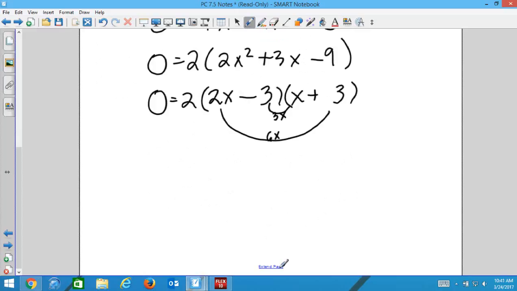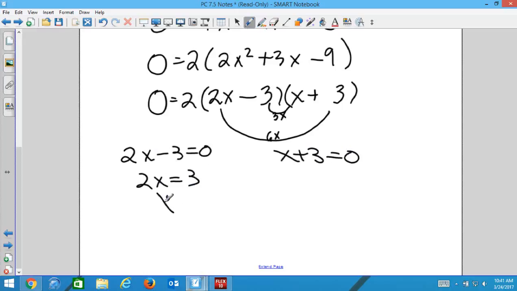Now we have to set each factor equal to 0. What is the first factor we're going to set equal to 0? Does 2 have an x in it? It doesn't have an x in it, so I don't need to worry about 2. So 2x minus 3 equals 0, and then x plus 3 equals 0. So 2x is 3, x is 3 halves. x is negative 3. I did not check it.